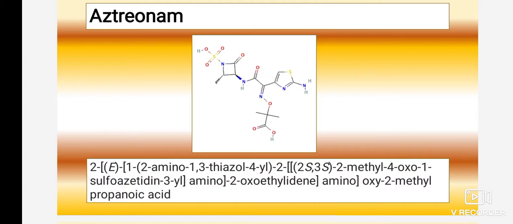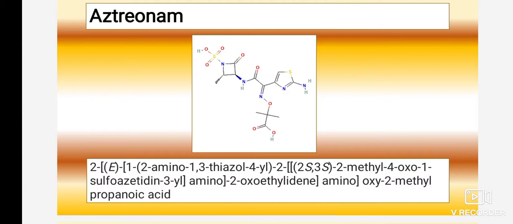Substitution is done at third position, so it is a 3-yl. Then on that beta lactam ring or azetidine ring there is a presence of a methyl substitution at second position. So it is 2-methyl-4-oxo-1. There is a presence of a sulfo SO3 group at first position. So 1-sulfoazetidine, and substitution is done at third position, so it is a 3-yl, and the whole beta lactam ring is attached to the nitrogen. So 3-yl attached to the amino group.